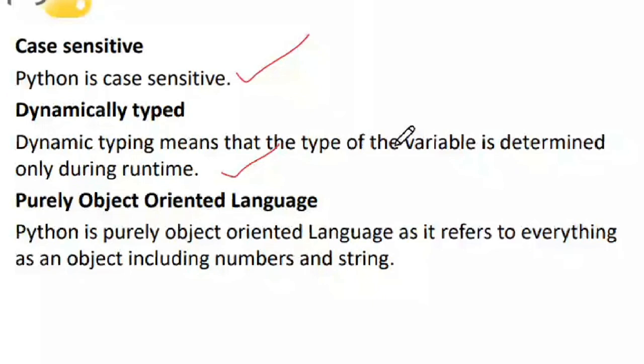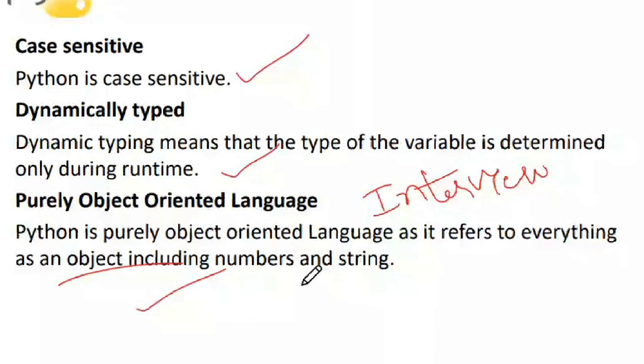The next is Python is a purely object-oriented language. This is an interview question. Is Python a purely object-oriented programming language? Yes, Python is purely object-oriented as it refers to everything as an object. Everything in Python is a first-class citizen, meaning that it is an object. In an object-oriented programming language, everything needs to be an object, including numbers and strings. Purely means that.